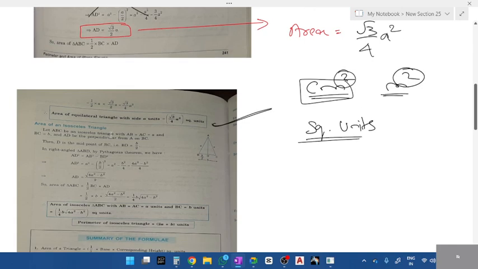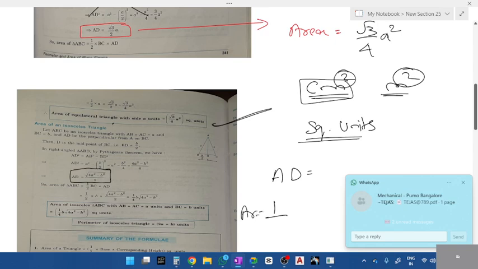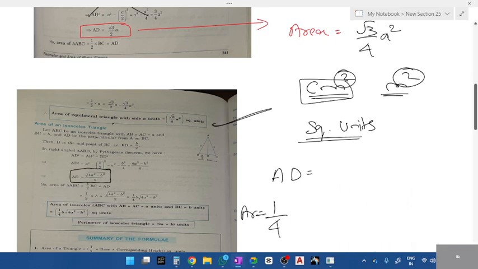Isosceles, just ignore all this. They won't ask AD value, they might ask, students. Yeah, I forgot to explain this. AD. Yeah, tell me the isosceles area formula. What is area? 1 by 4 b square root of 4a square minus b square. Can you see even isosceles triangle has height AD?